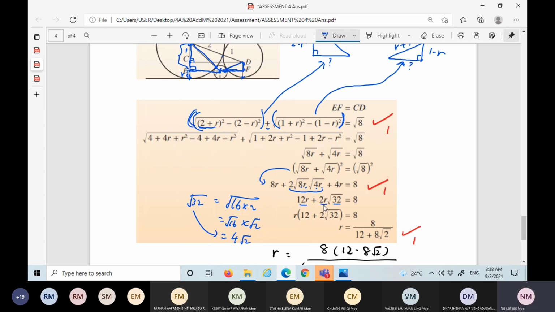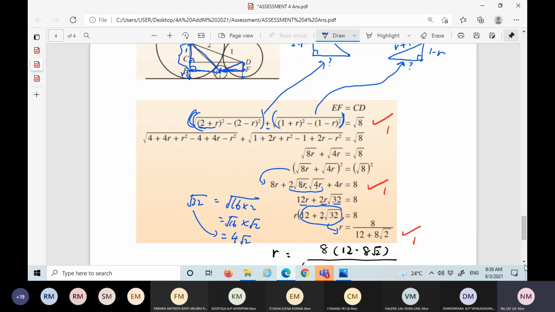First of all, they factor out the R because they're asking for the R. Then the whole thing moves to the other side and becomes divide. After that, the square root of 32 changes to 4 square root 2. So 4 times 2 here, so you end with 8 square root of 2.